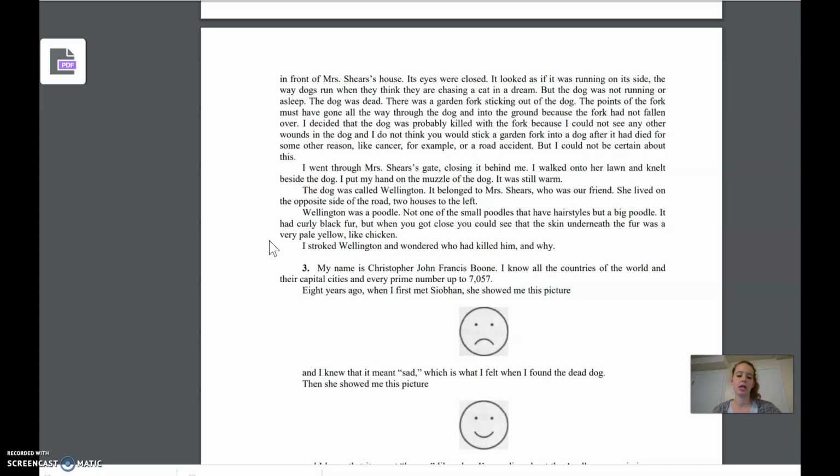My name is Christopher John Francis Boone. I know all the countries of the world and their capital cities and every prime number up to 7,057. 8 years ago, when I first met Siobhan, she showed me this picture. And I knew that it meant sad, which is what I felt when I found the dead dog. Then she showed me this picture.